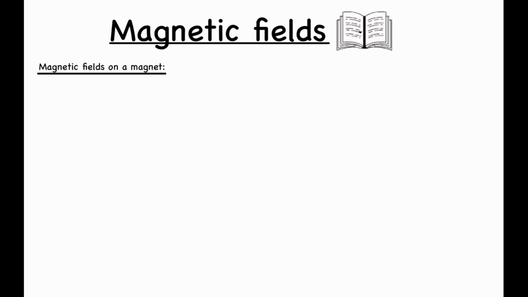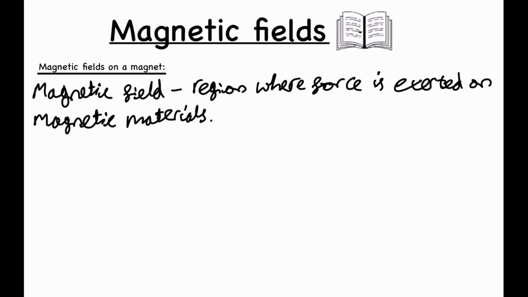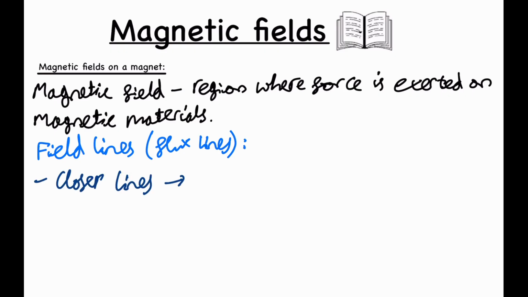Today we're going through magnetic fields for A-level physics. So let's get started with the magnetic field on a magnet. A magnetic field is a region where forces are exerted on magnetic materials, and it can be represented using field lines, also called flux lines, where the closer the lines, the stronger the field. Now let's show these field lines on magnets.